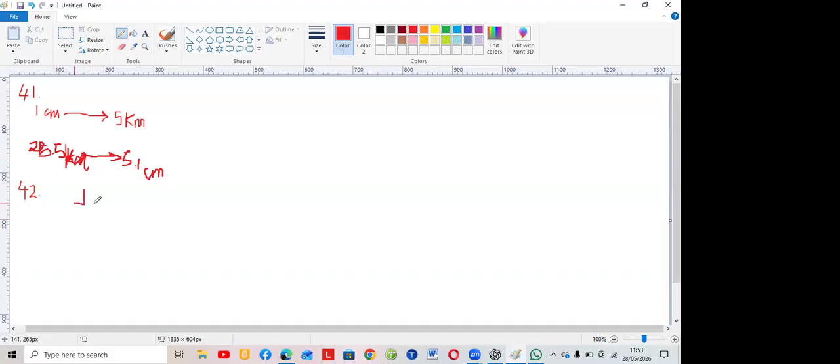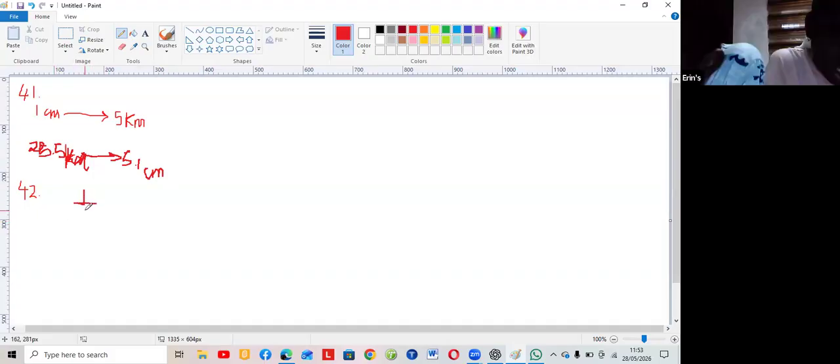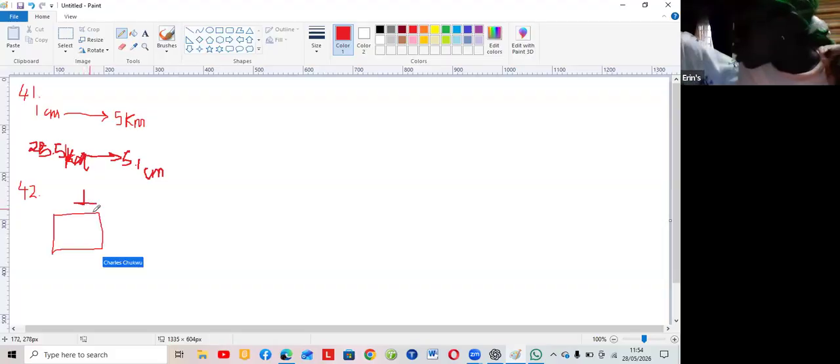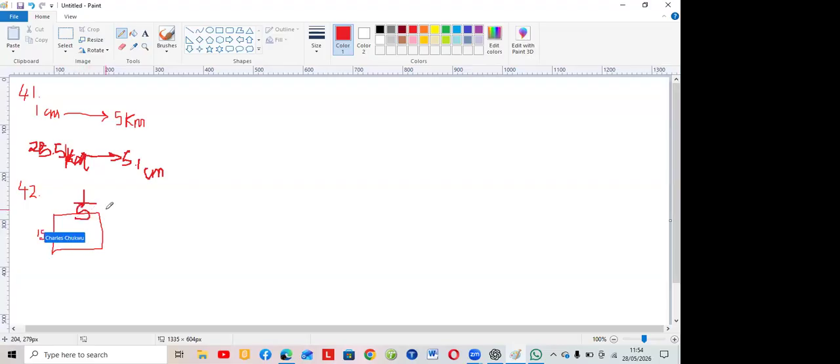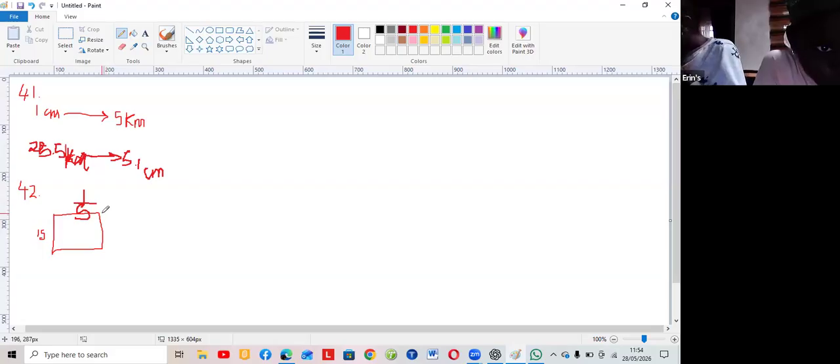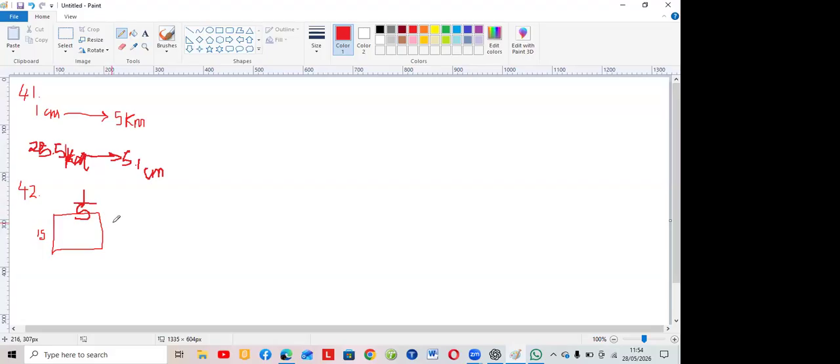He said a square rock is 15 centimeters. What is 1/5 of its perimeter? 1/5 of its perimeter. Okay, so I think we discussed this yesterday. A square rock. So what's the formula for perimeter of a square? Who can remember?